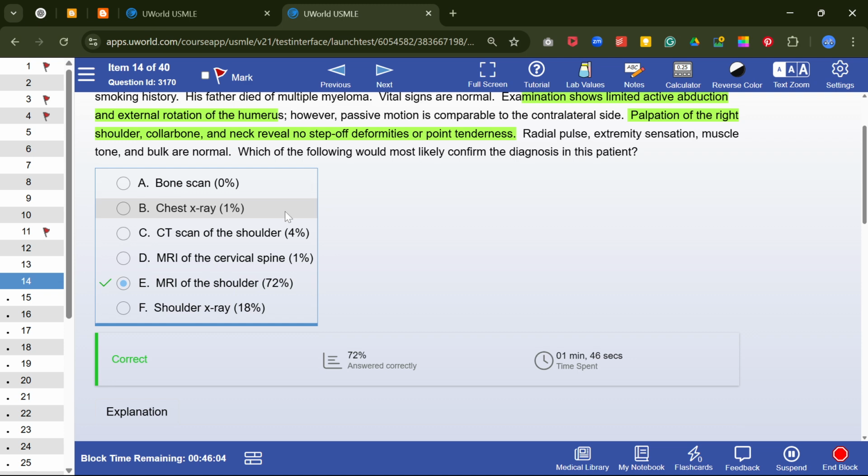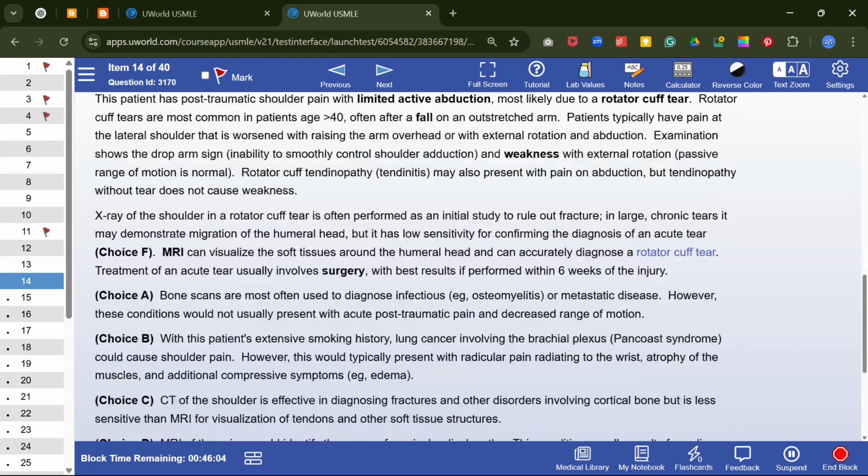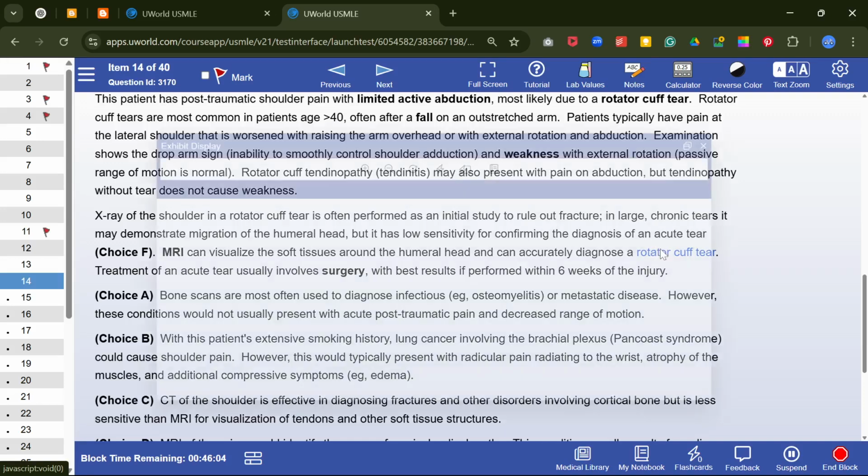A tear comes with weakness, like limited abduction and external rotation. If it is pain, then it is tendinopathy. And in rotator cuff tear, there are tests like the drop arm test or empty can test. These tests can be done to diagnose rotator cuff tear, and MRI is confirmatory.